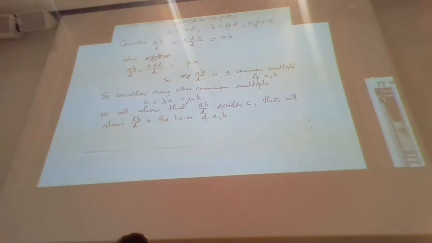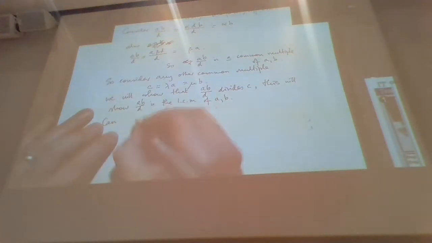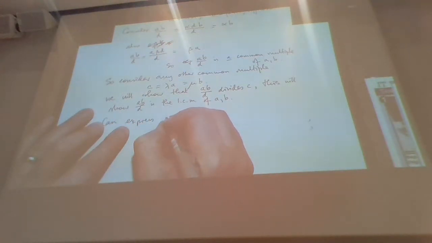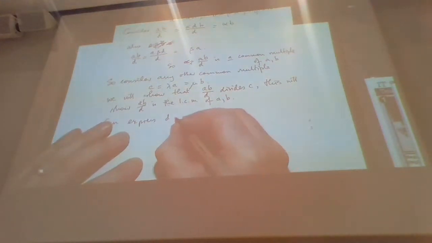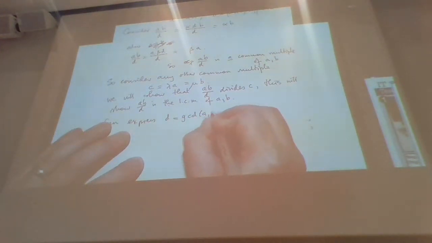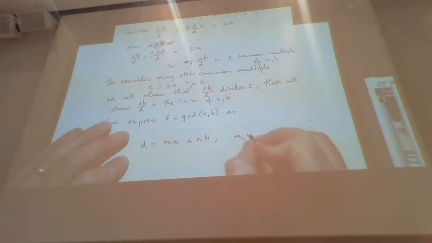Now, how do we do that? Well, we do it again, just to illustrate the point I was making. We do it with the aid of Bezout's identity. So we can express D. Remember, D is the greatest common divisor of A and B. Just a reminder, we can express D as MA plus NB, where M and N are integers.